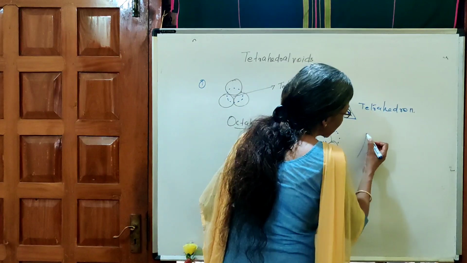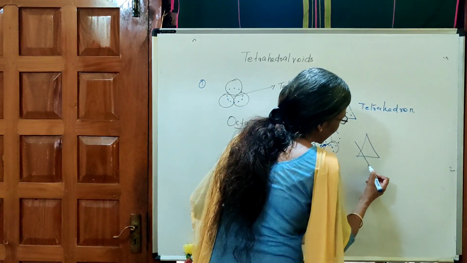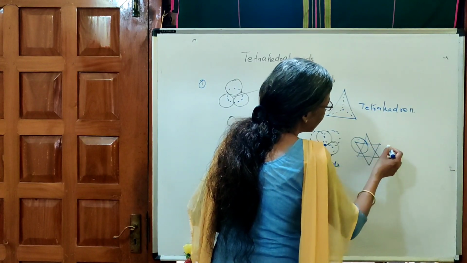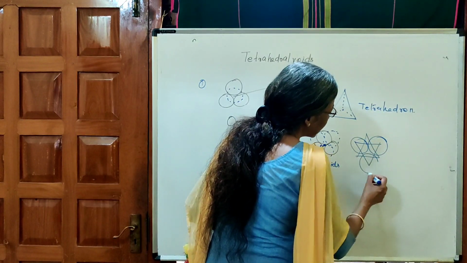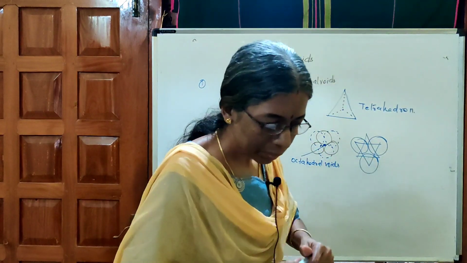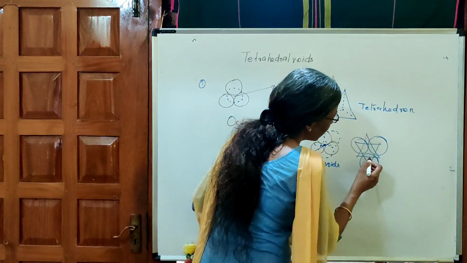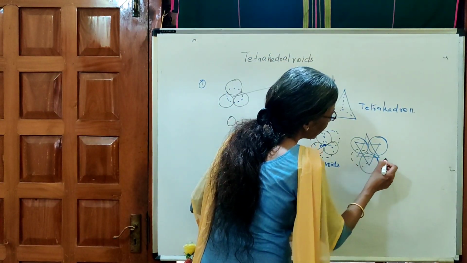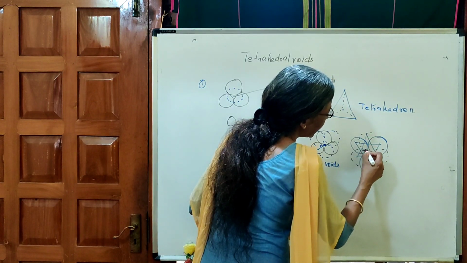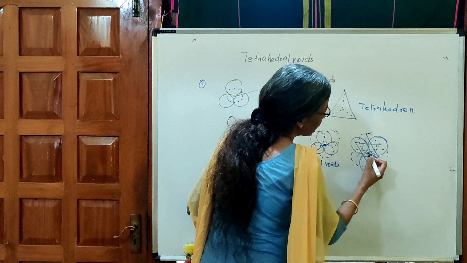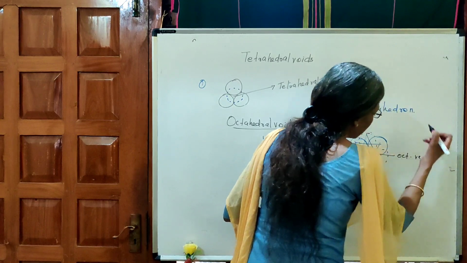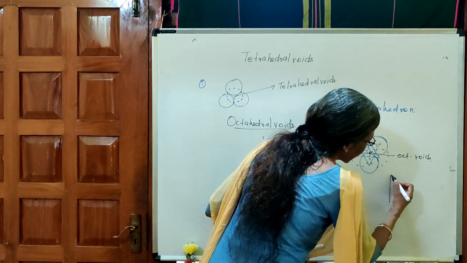Just we can draw this one, these 2 equilateral triangles. So how do you get this? This is 1 here, this is 2 here, this is the third one. For the second layer you place 2 here, next you place 2 here. So this is 1 here, the next sphere is here, 2. The next sphere on top comes here, which is the third one. So this is the octahedral void.